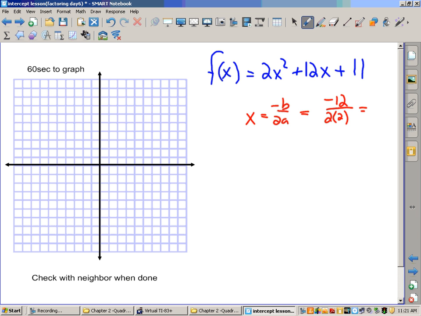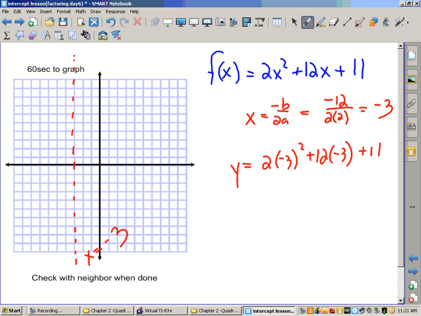All right, line of symmetry looks like we have it at -3. If I was to actually do this in 30 seconds, I would have a dotted line. Did you label -3? From there I have to find the vertex, so I plug that back in. So I have 2 times -3 squared plus 12 times -3 plus 11. Y equals -7. Is that what it's supposed to come out to be?